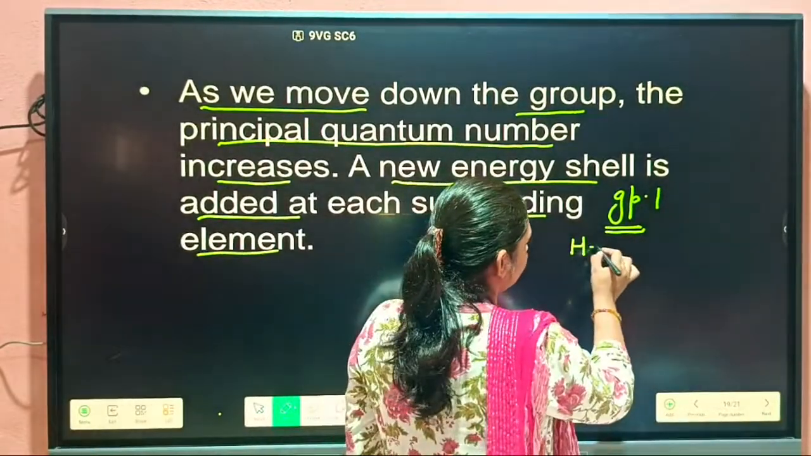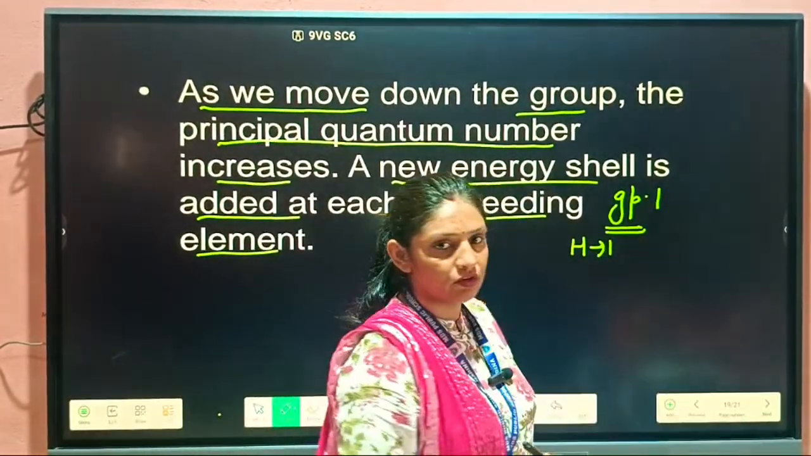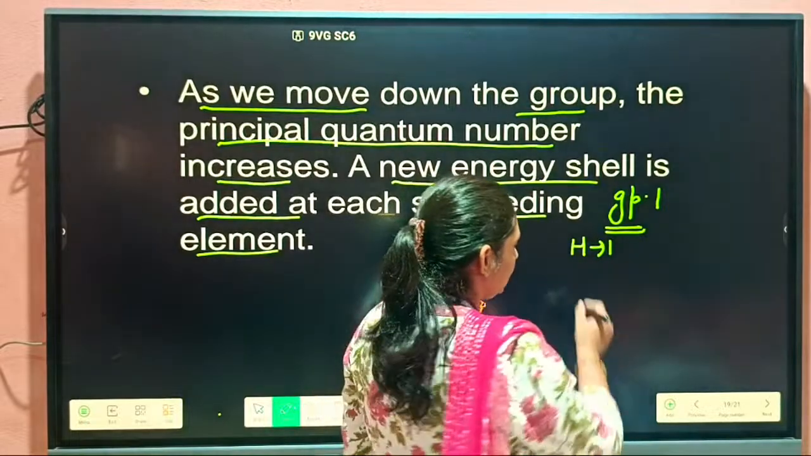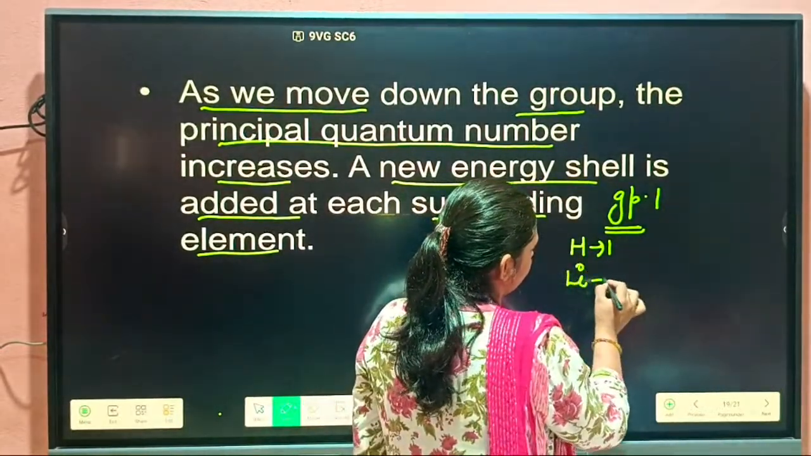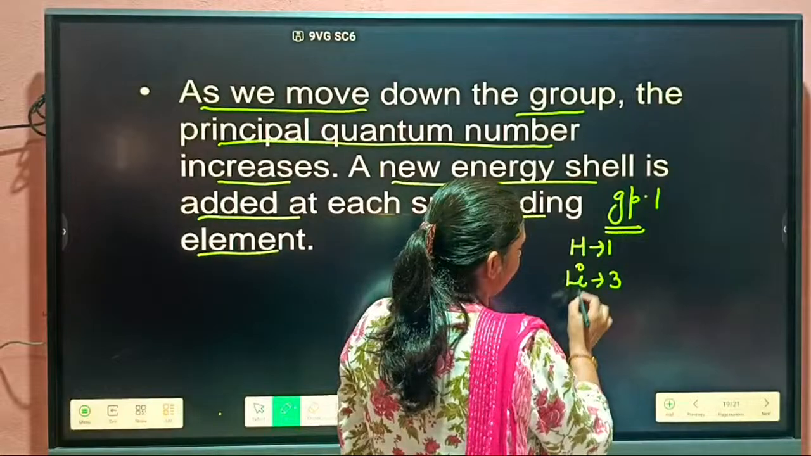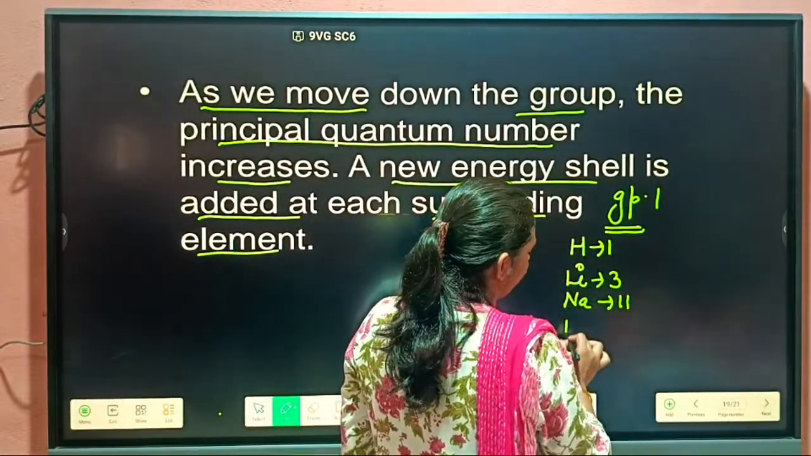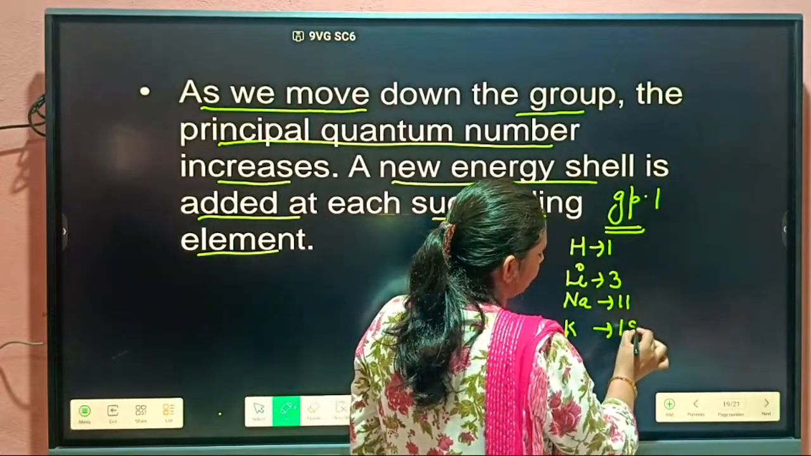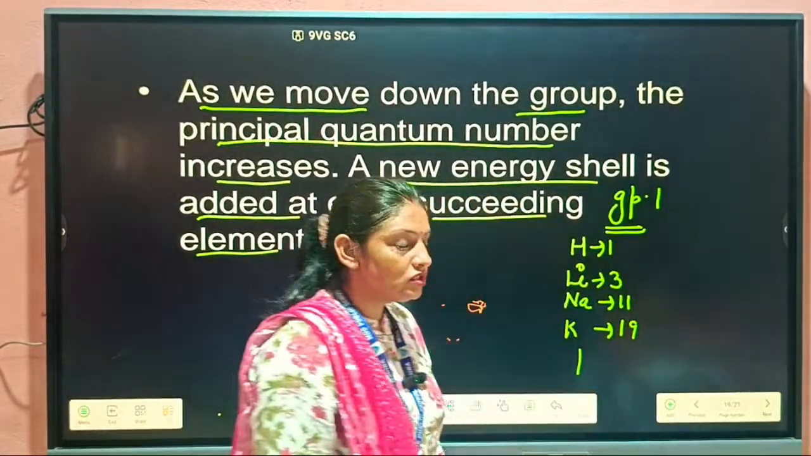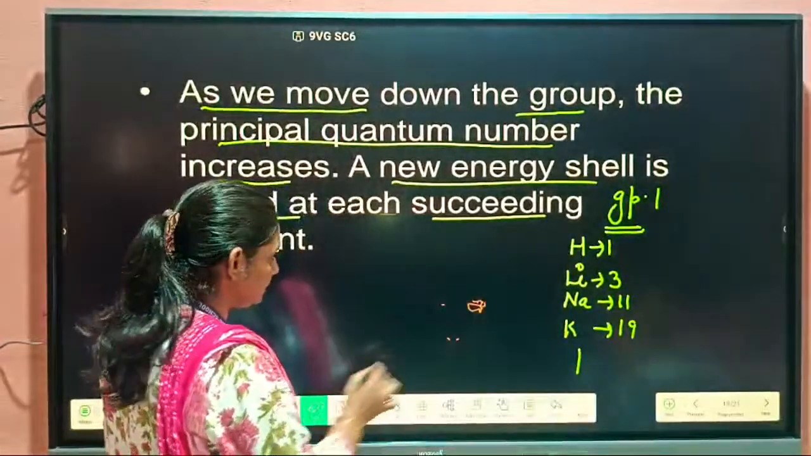What is the atomic number for hydrogen? It is 1. Then lithium 3, then sodium 11, then potassium 19, and so on. So what will happen, student? You can see.